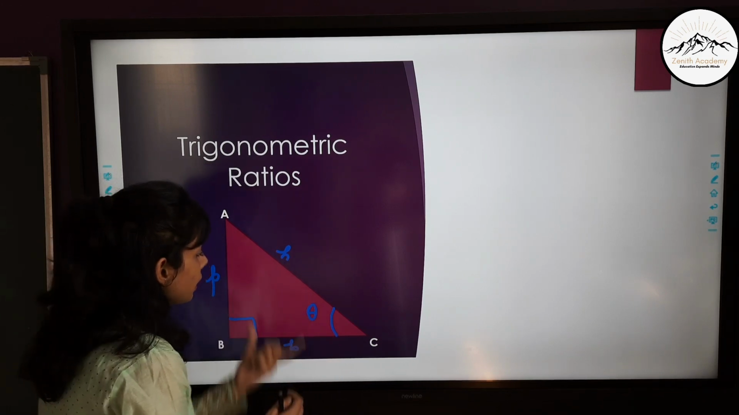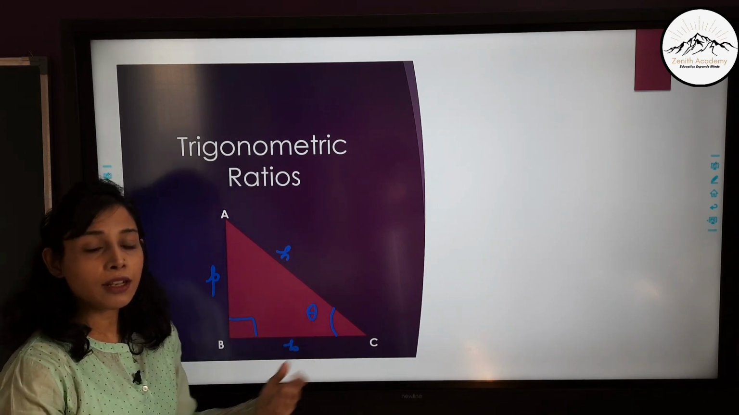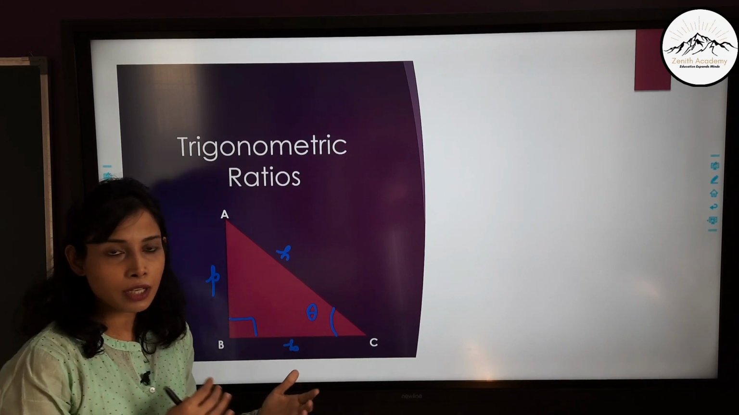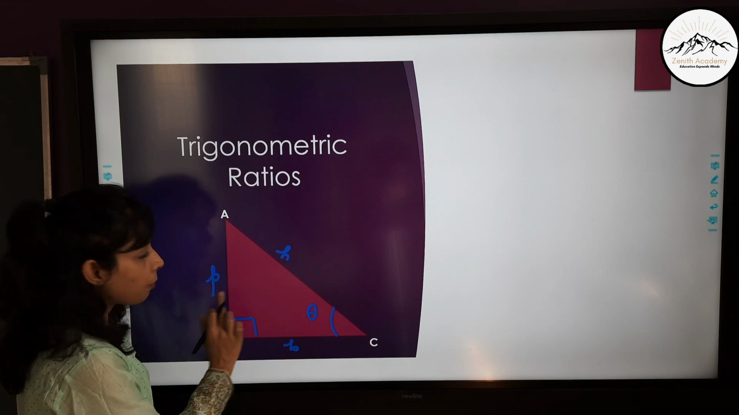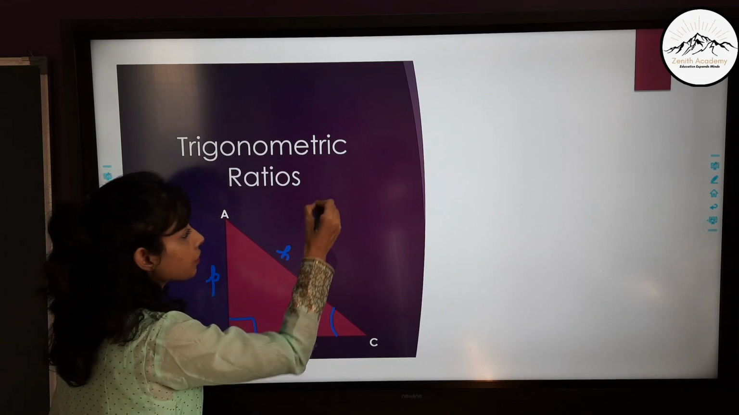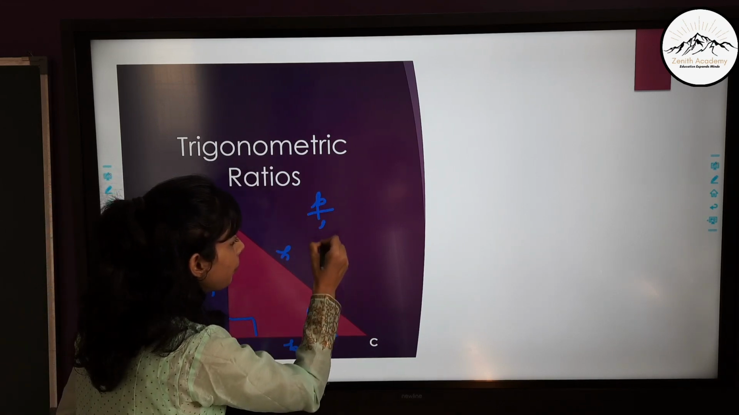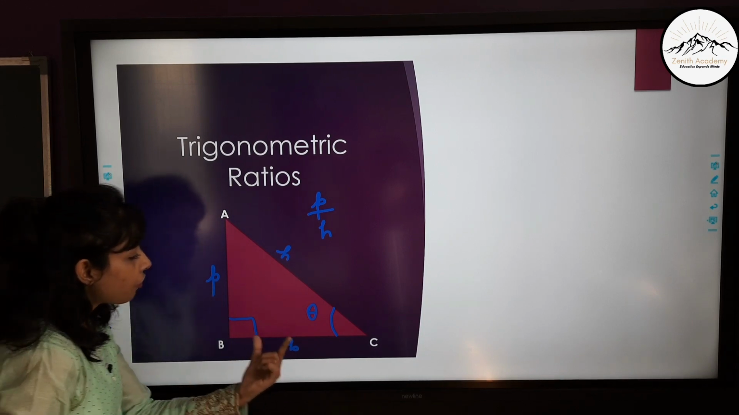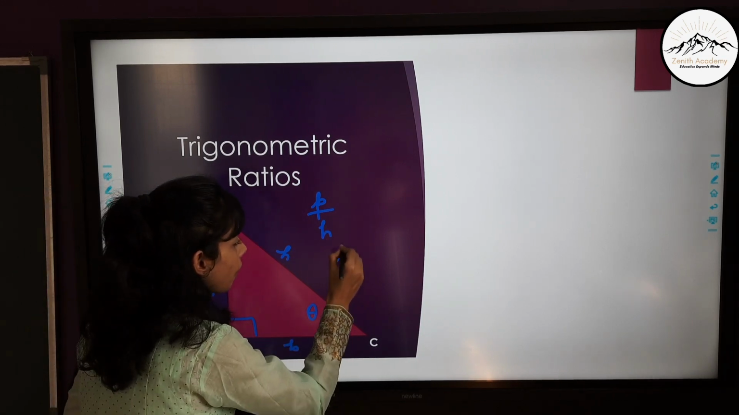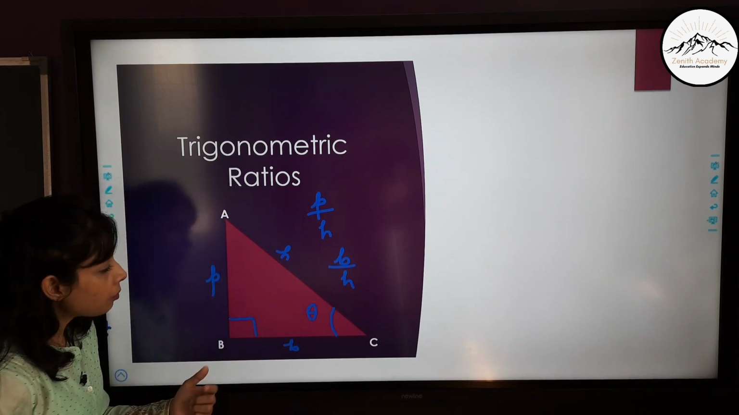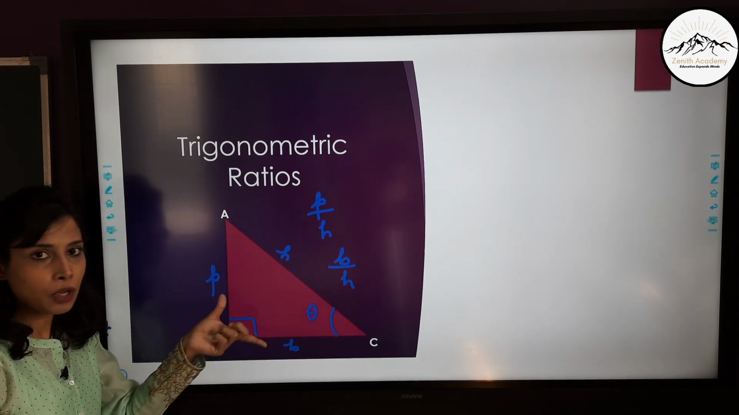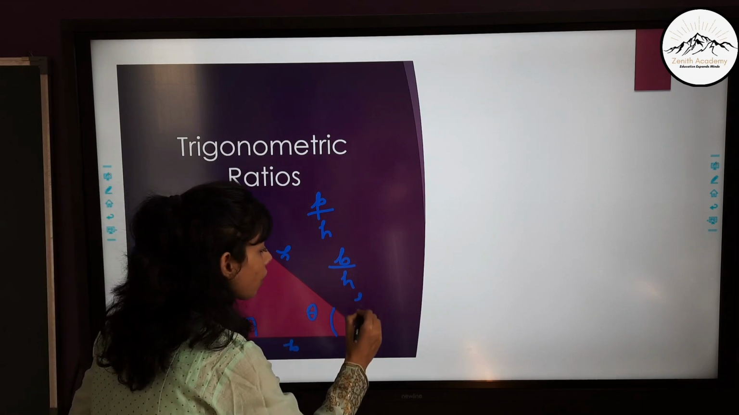So we have only 3 sides for this triangle. So what are the possible combinations for the ratios? Let's see. First maybe perpendicular upon hypotenuse, that is P upon H. Another ratio will be B upon H. And what other ratio can be? Perpendicular upon base, because this is the only one remaining now.